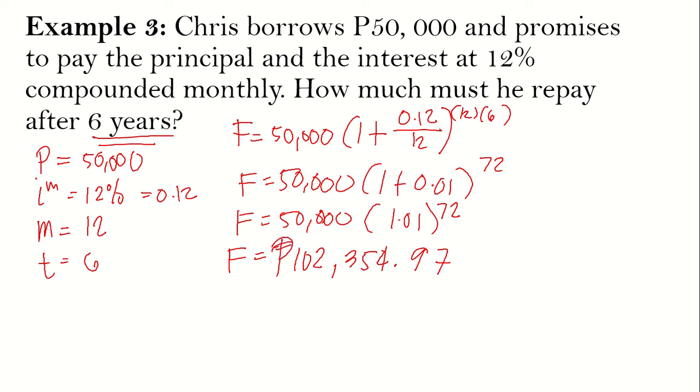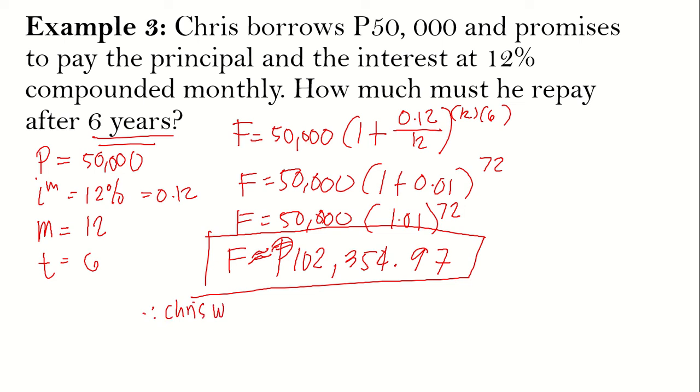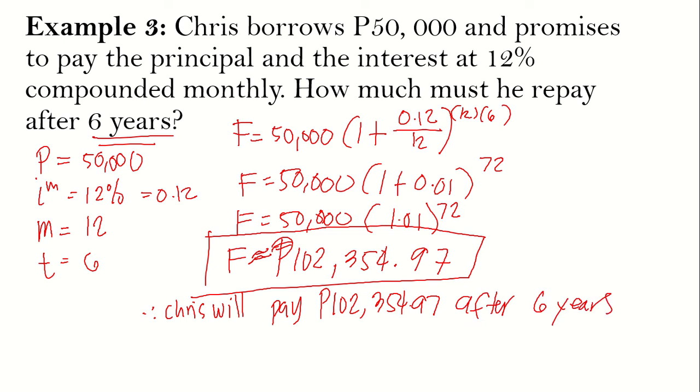102,354.97 pesos. This is rounded up, so approximately 102,354.97 pesos. This is the future value. So therefore, Chris will pay 102,354.97 pesos after 6 years.